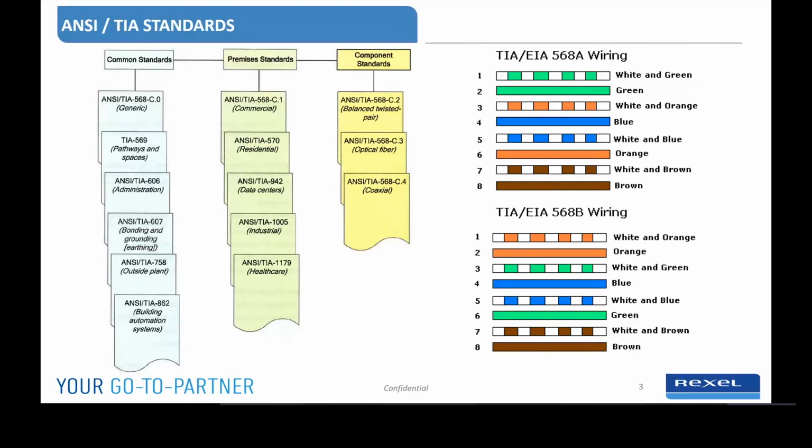So these governing bodies have come together for multiple different aspects of that network, from the physical pathways, grounding and bonding, building automation systems, all the way down to how those devices are plugged into the network. They've come up with the standards and the best practices of how to do that. So they've basically taken out the guesswork of how we put all these networks together.